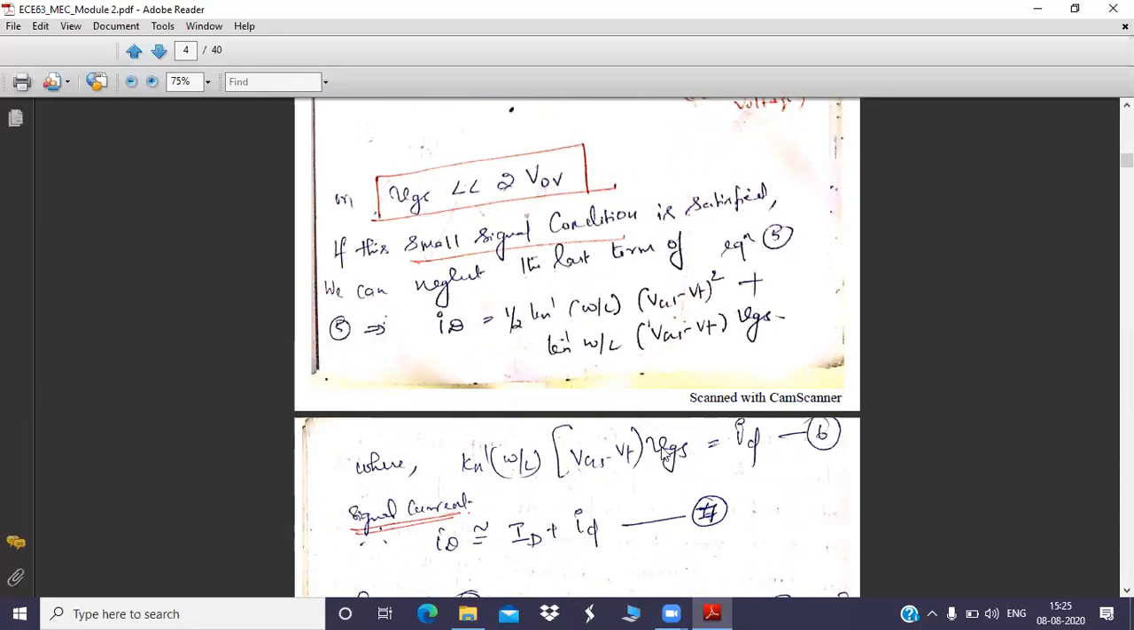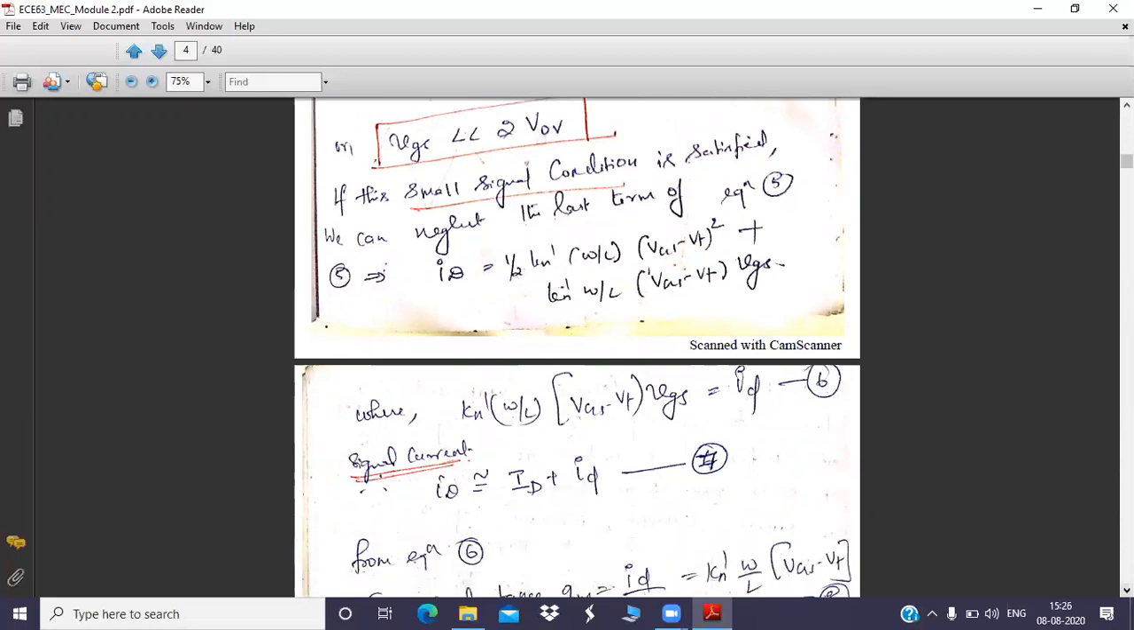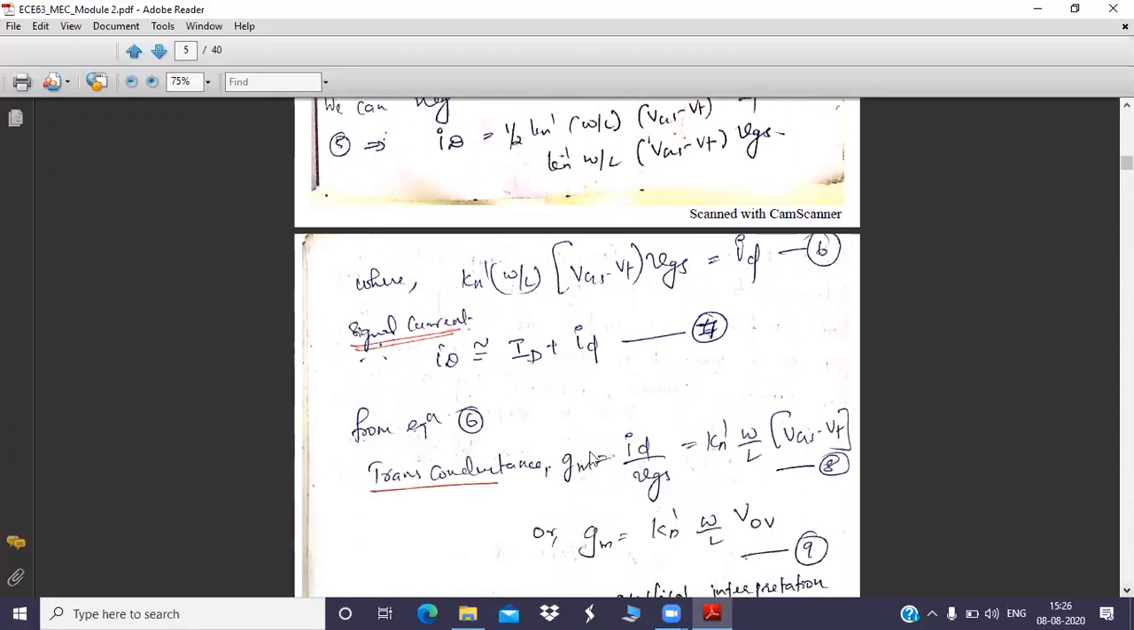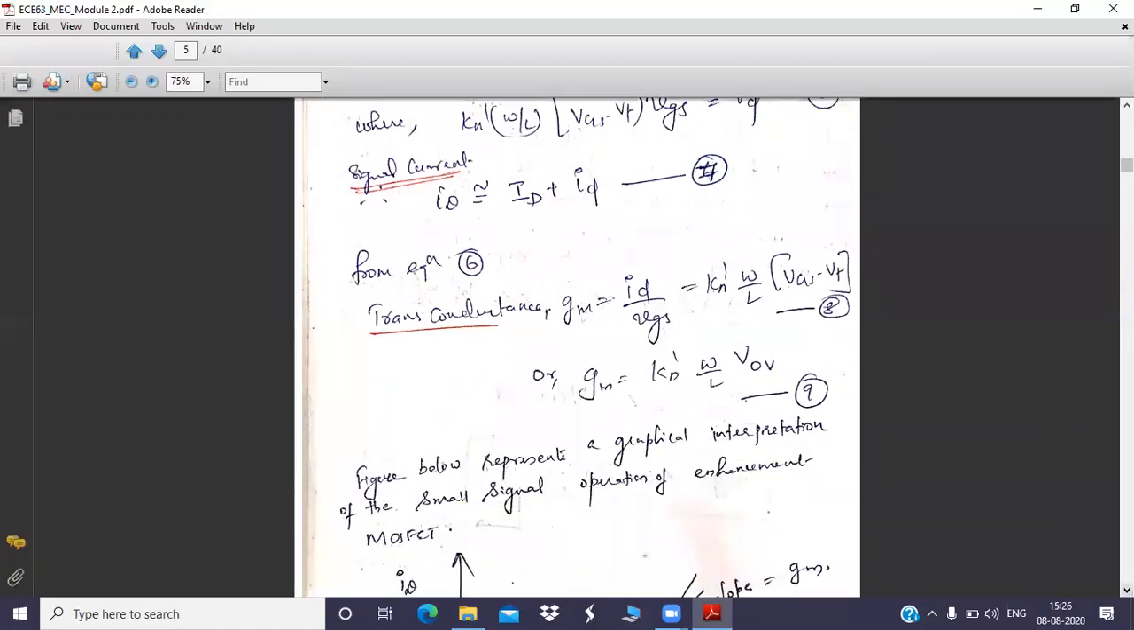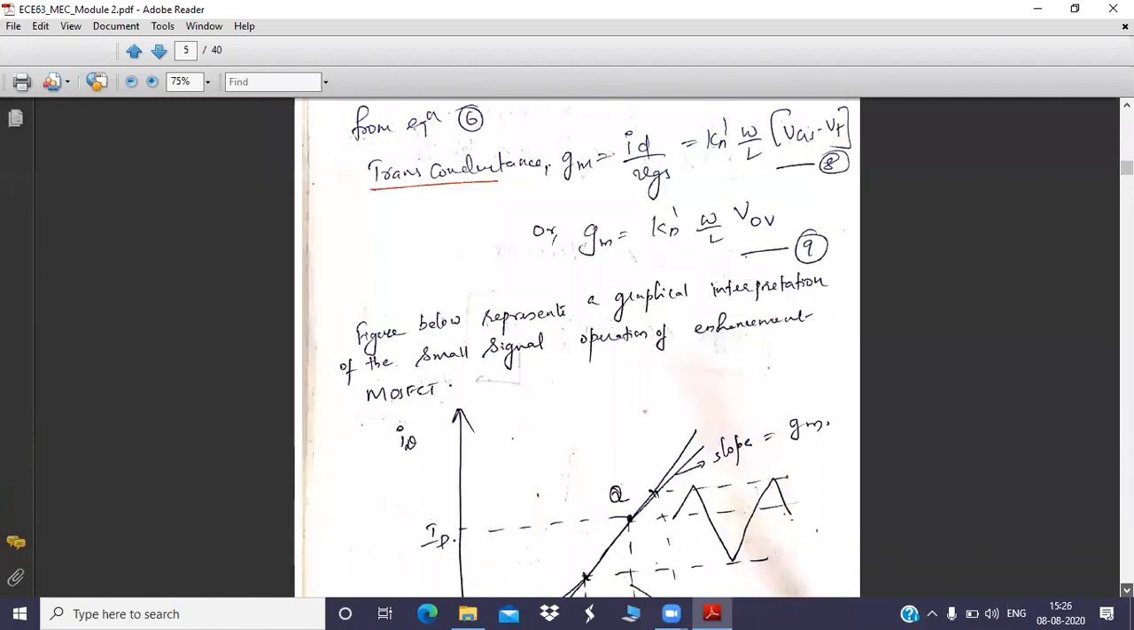Now from this equation, take VGS to the right side. The remaining term is Kn dash W by L into VGS minus VT. That is nothing but your ID by VGS. ID by VGS is nothing but output current divided by input voltage, which is your transconductance. And in that equation, you have VGS minus VT, which is otherwise known as overdrive voltage, that is represented by VOV. And this is the final equation for transconductance.